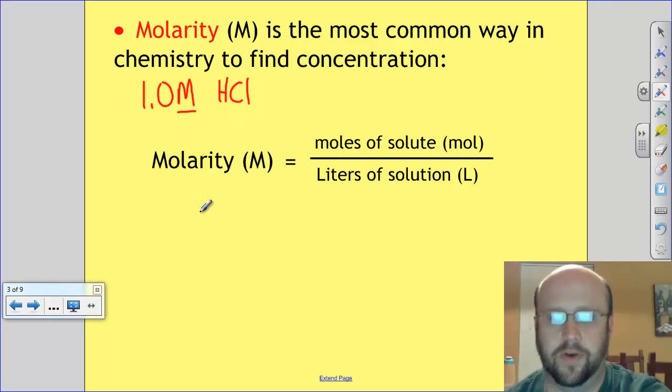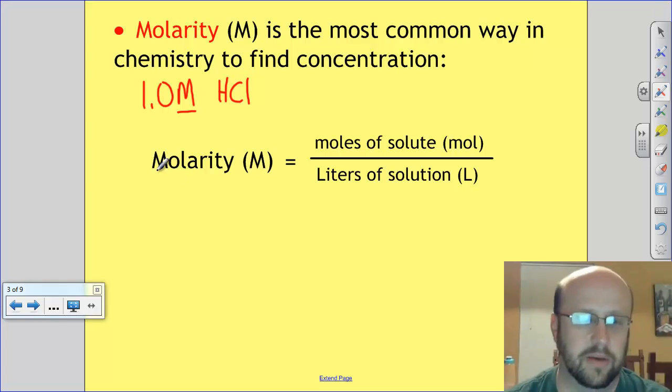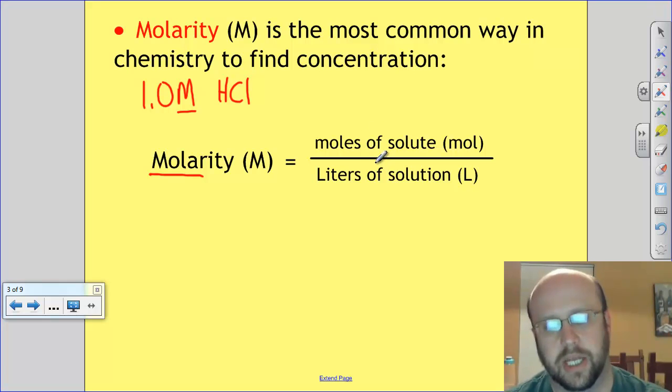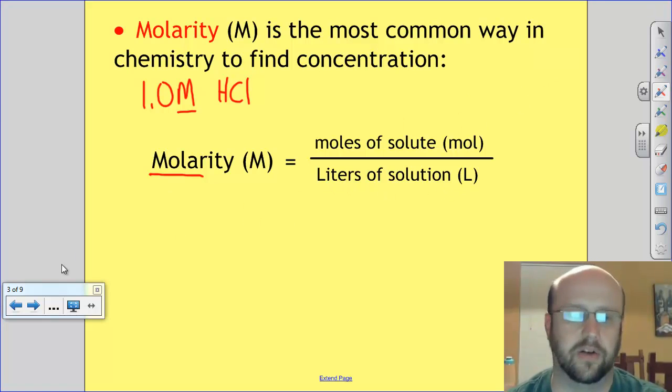Now, how do we find molarity? It's pronounced molar for a solution, but we're calculating the molarity. So how do we calculate molarity? It is moles per liter, moles of solute over the total liters of the solution. So pretty simple formula. A lot of times you'll see the formula just written like this. Capital M, and that capital is important, is equal to moles per liter.